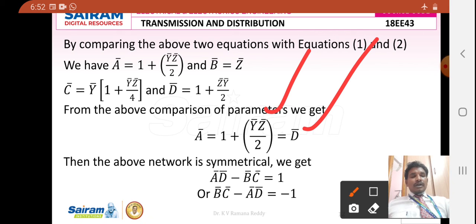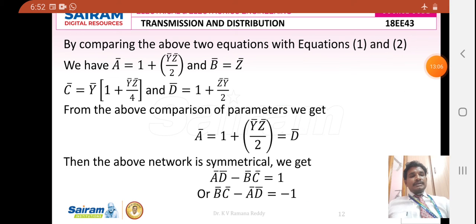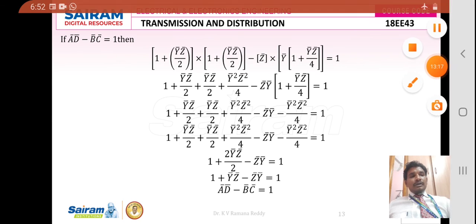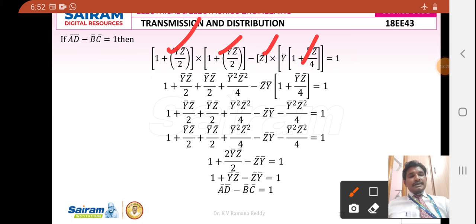So the above network is a symmetrical network, or we have to check. For that there is a symmetrical identity for the ABCD parameters of a given transmission line. Therefore, A bar into D bar minus B bar into C bar is nothing but the mod of the transmission matrix, that is A bar into D bar minus B bar into C bar is equal to 1. If I take the minus as common here, I get B bar into C bar minus A bar into D bar is equal to minus 1. Next, to check whether the given network is a symmetrical network or not, I am going to substitute all the parameters A, D, B, C. So this is the expression A bar D bar minus B bar C bar is equal to 1.